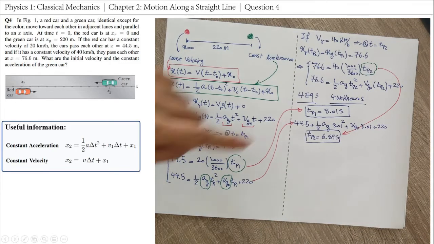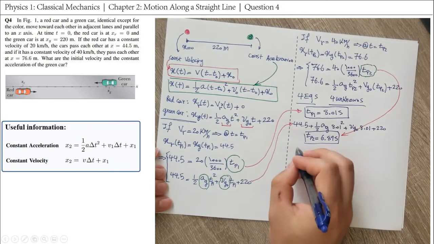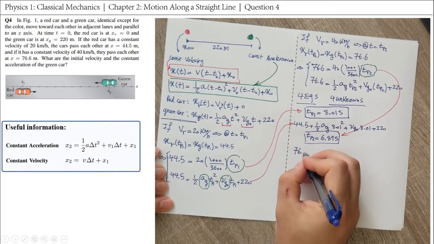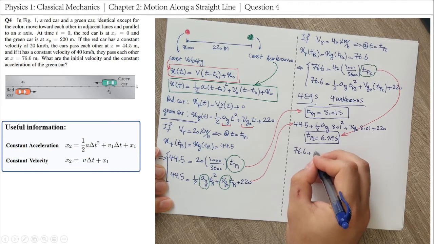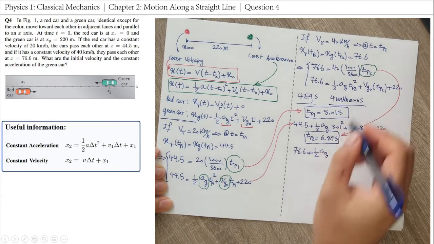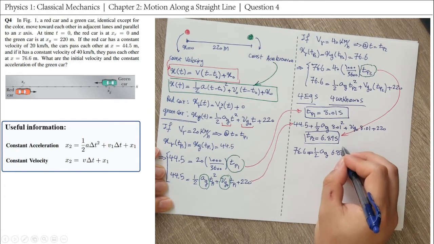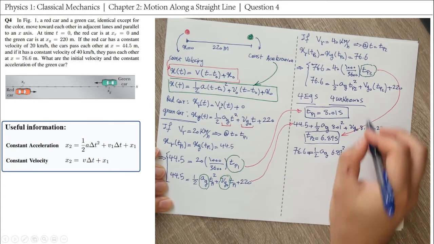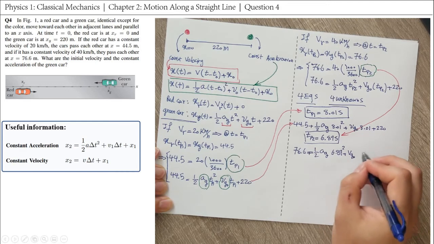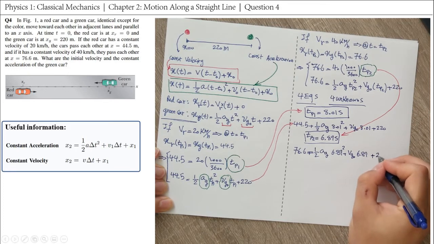Now let's see the last equation here. Again, I have TP2 here, so I can plug this here. So we would have 76.6 equals 1/2 AG times TP2. So TP2, we've obtained it already, 6.89 squared plus VG naught times 6.89, because TP2 equals 6.89, plus 220.